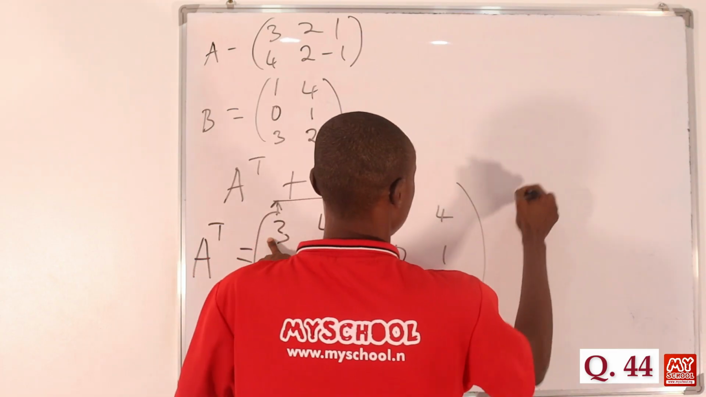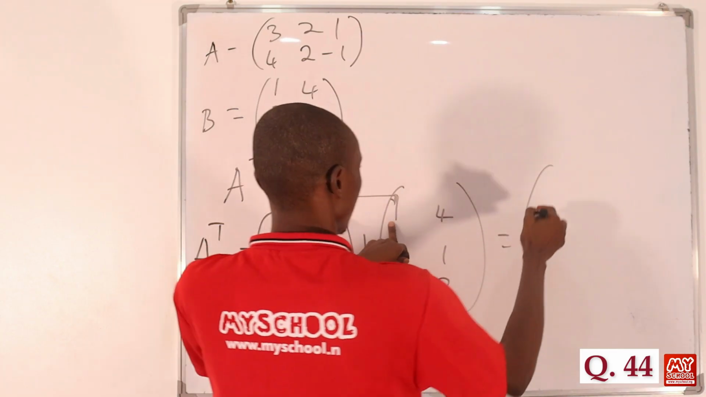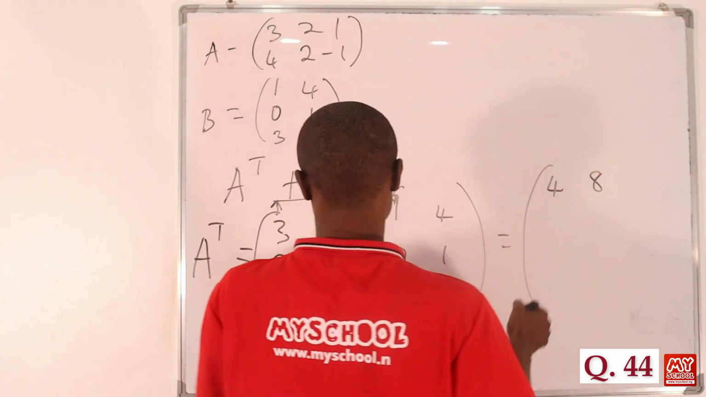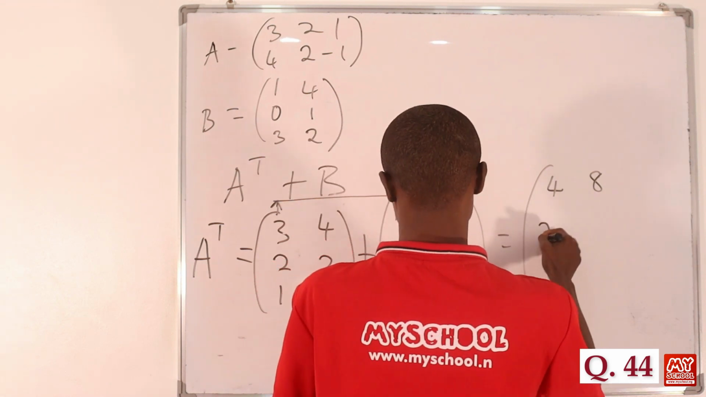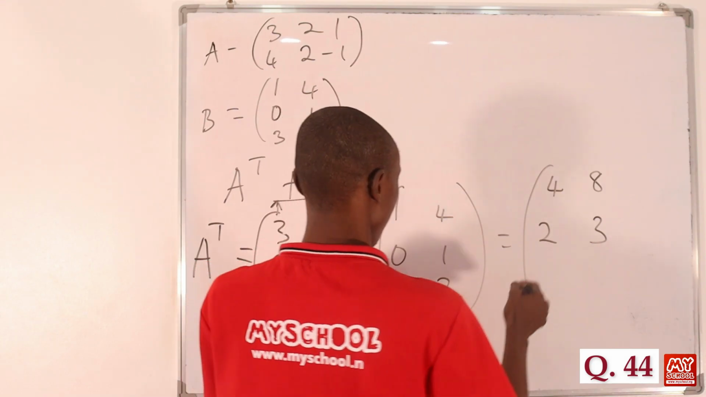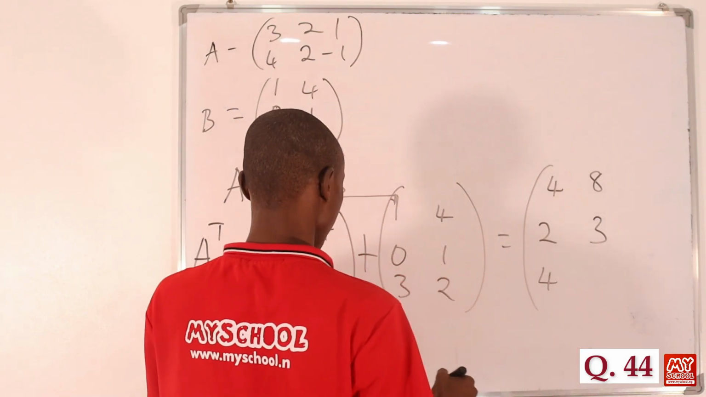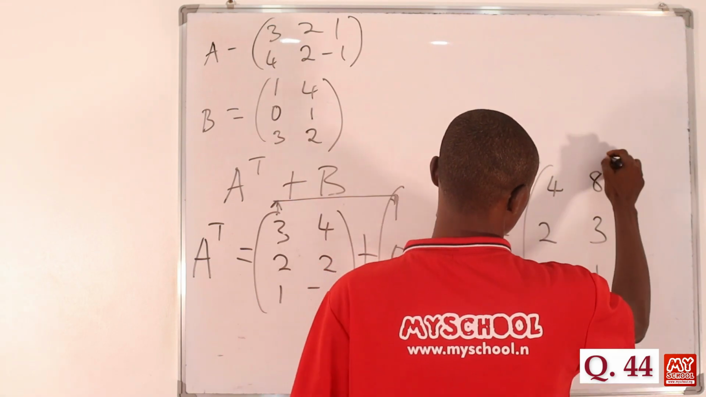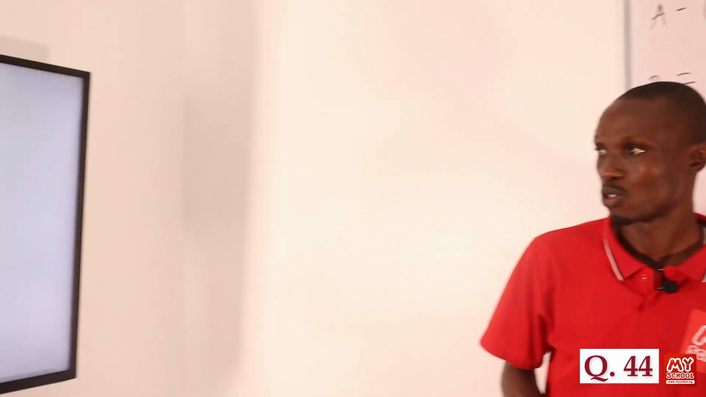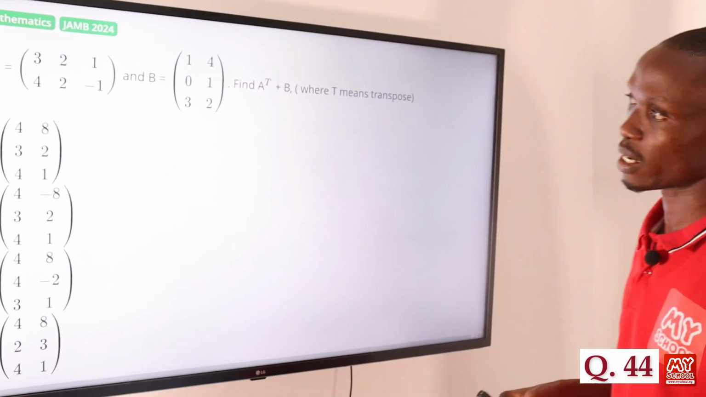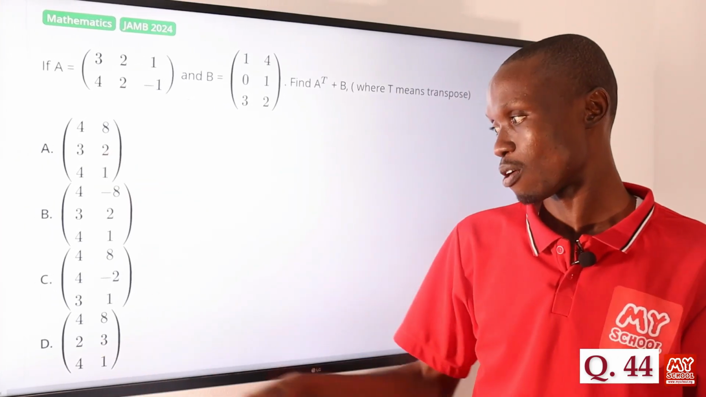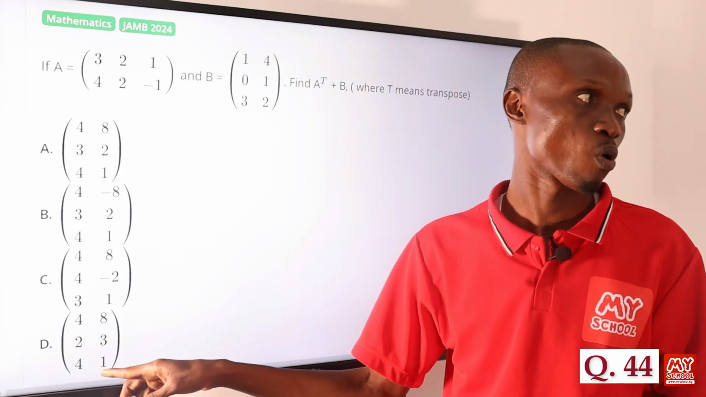So here we'll be having 3 plus 1, that will be equal to 4. Then 4 plus 4, that will be equal to 8. Okay, then 2 plus 0, that will be equal to 2. Then 2 plus 1, that will be equal to 3. Then 1 plus 3, that will be equal to 4. And minus 1 plus 2, that will be equal to 1. Okay, so let's return back to the screen to pick the correct answer to this question. That is option D. Okay, 4, 8, 2, 3, 4, 1.